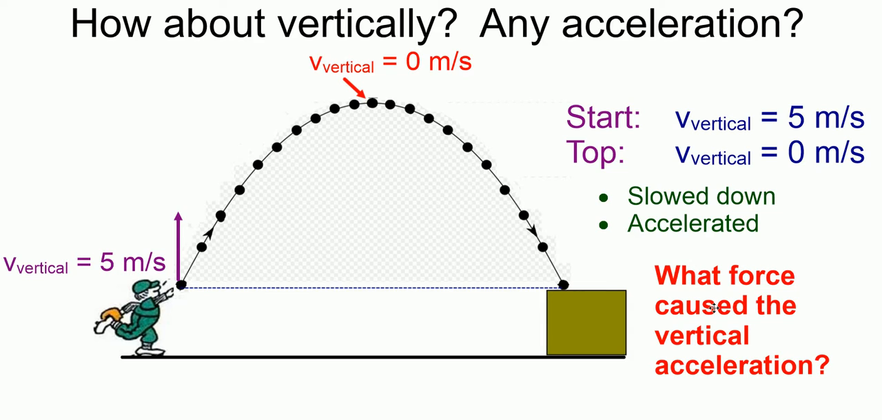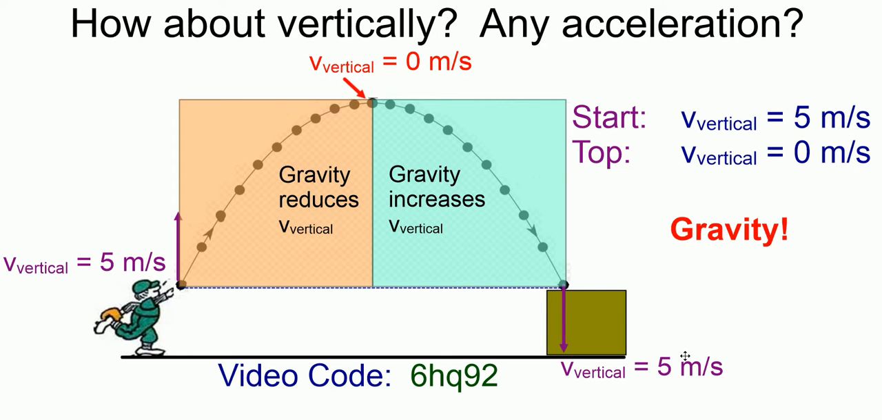Now here's the question. Because of Newton's second law, there must be a force causing that. What's that force? What force causes the ball to slow down on the way up to 0 and then speed up on the way back down? Think of it as a downward force. Hope you got it. It's easy. It's gravity. In fact, on the left-hand side, it's going to start at 5 and go to 0. Gravity slows it down, reduces the vertical velocity. Over here, it speeds up again, actually back to 5, where it started, and gravity increases the velocity, doesn't it? So that's the force that causes this acceleration.